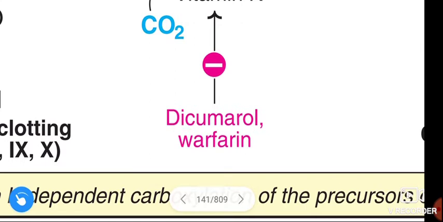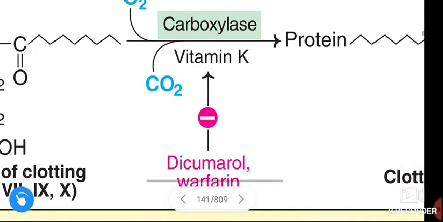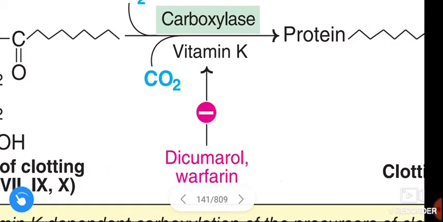Dicumarol is an anticoagulant. It inhibits the formation of gamma carboxyglutamate, which is present in the spoiled sweet clover. And next, warfarin. Warfarin is a synthetic analog of vitamin K and it prevents the action of vitamin K.